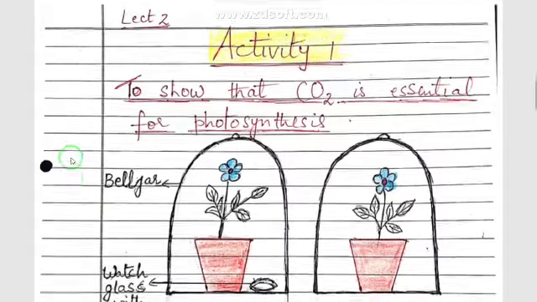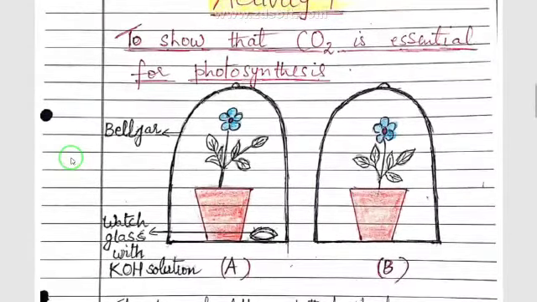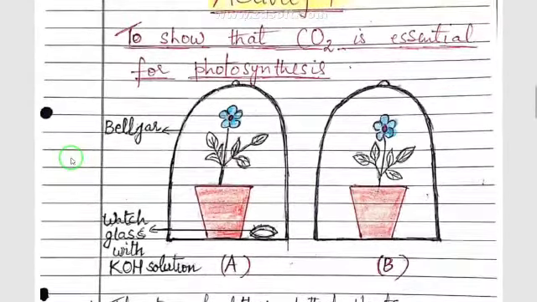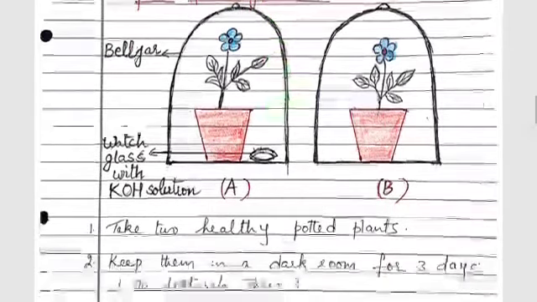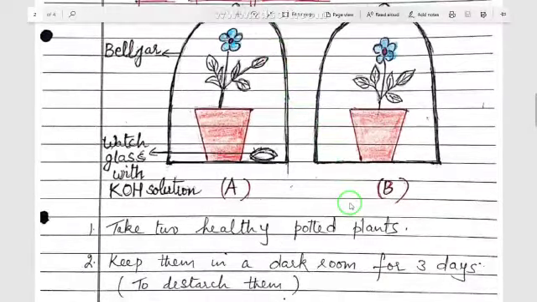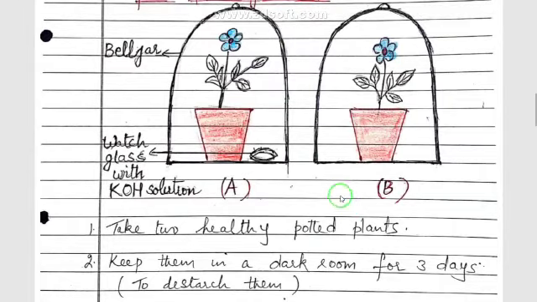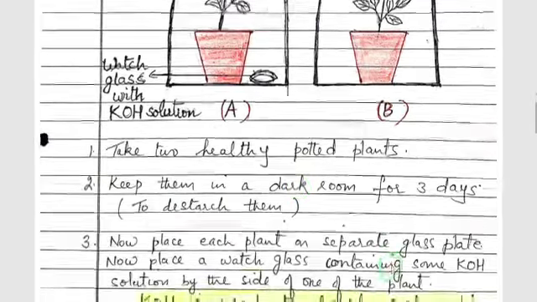So, what are the activities which we have to do today? First activity is to show that carbon dioxide is essential for photosynthesis. For this, the diagram is given here. We'll take two healthy potted plants as shown in the figure A and B. Second step, keep them in a dark room for 3 days.